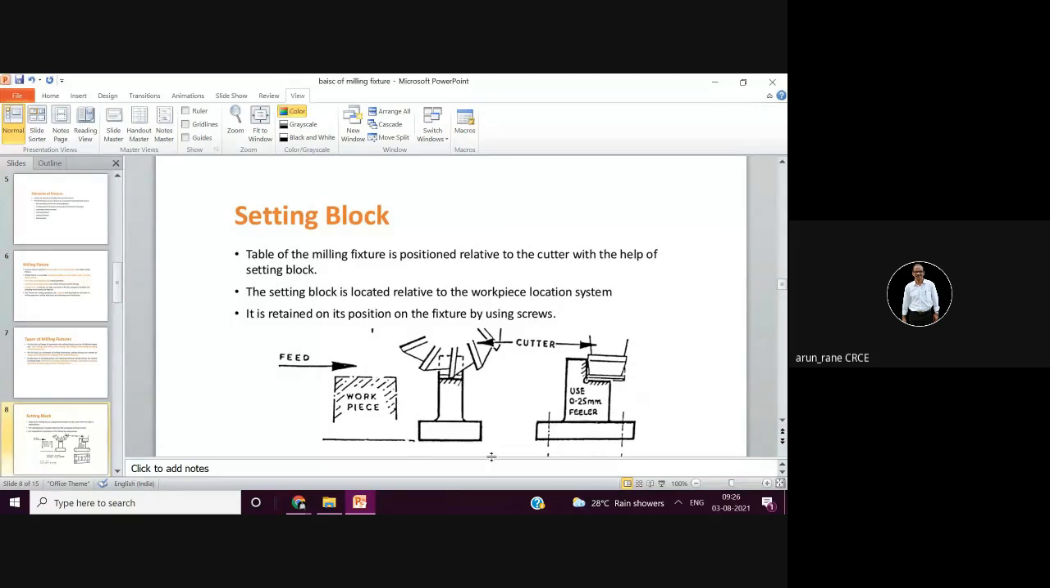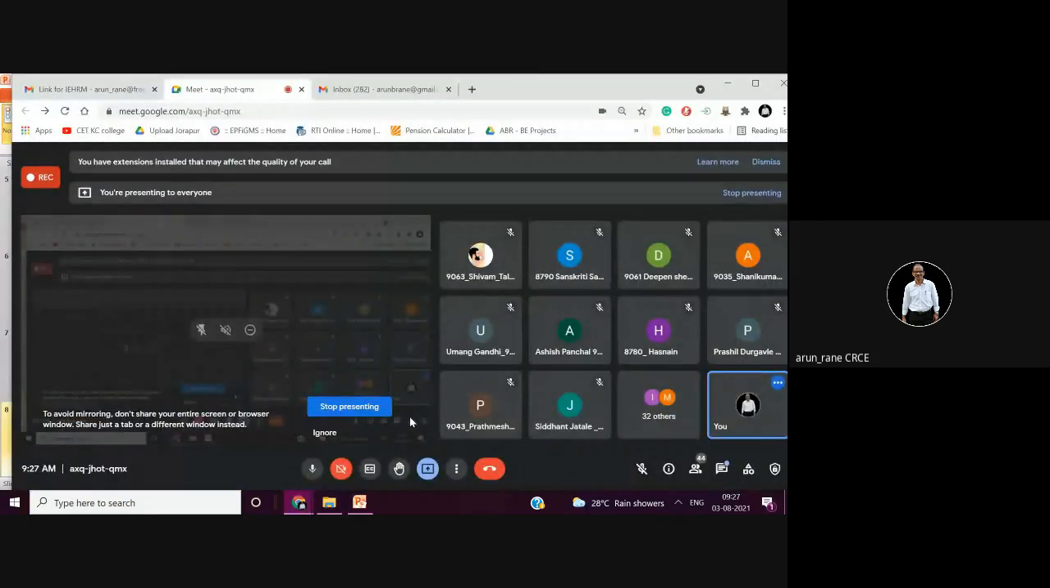Otherwise you have to again remachine the workpieces in case the depth is not proper, and if the depth is more then you may have to scrap the workpieces, right? So you'll have to keep on checking. So the function of the setting block, is it clear? Yes, sir. Yeah.